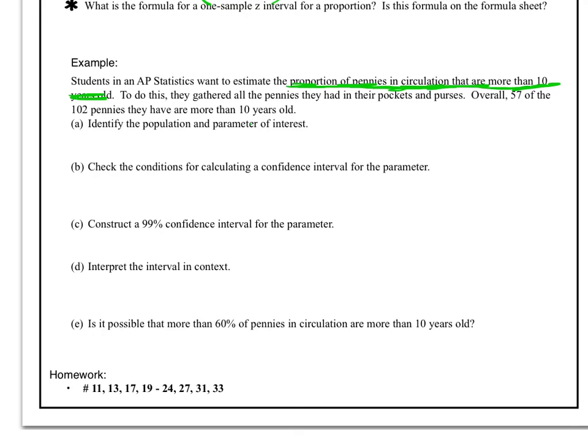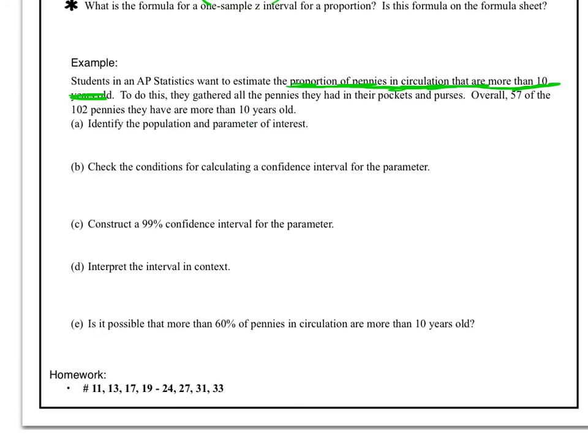So then I check my conditions. I can say that it's random because they're gathering all the pennies they had in their pockets or purses. They're not picking out specific ones. They're taking all the pennies that they have to make their sample. We can assume that's random because we can assume that those pennies came from various places, who got the pennies from various places. So there's nothing saying that these pennies were systematically chosen.